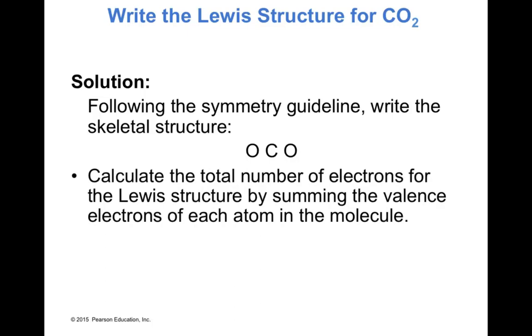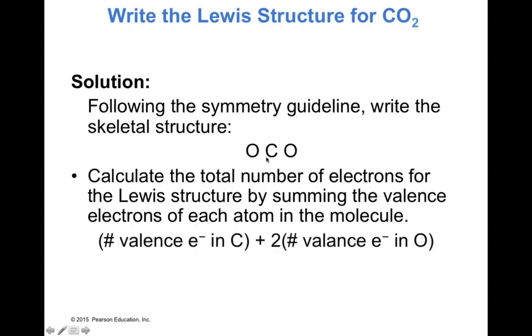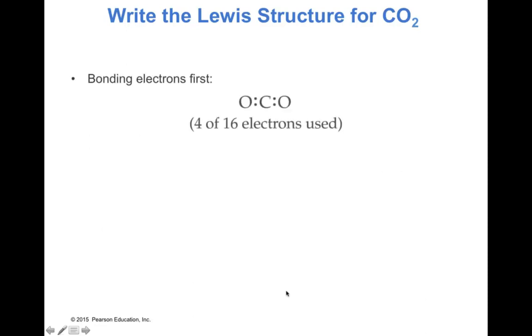And now we need to calculate the total number of electrons for the Lewis structure by summing the valence electrons of each atom in the molecule. So carbon has 4, the number of valence electrons of carbon is 4, and oxygen is 6, but we need to multiply by 2 because we have 2 oxygen. So we have 4 electrons plus 2 times 6 electrons for each oxygen. We're going to have a total of 16 electrons. So we need to distribute those 16 electrons around each of the elements.